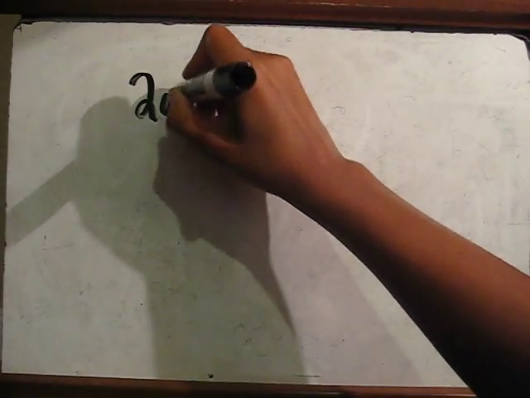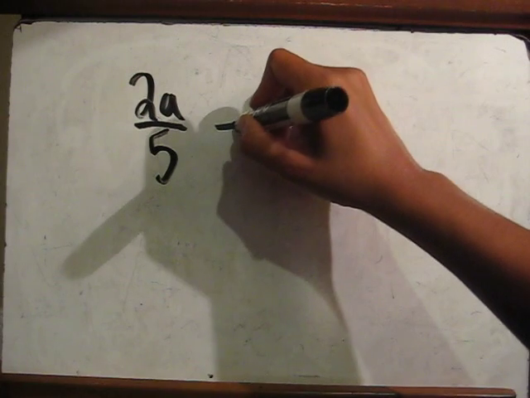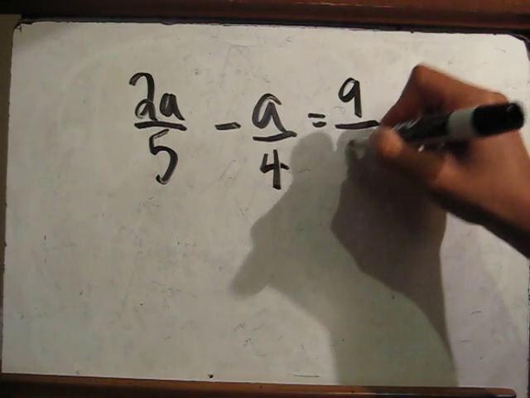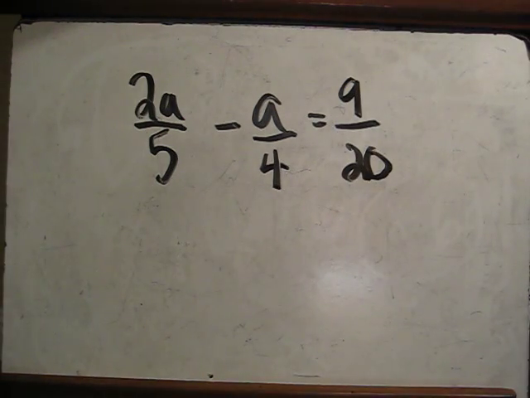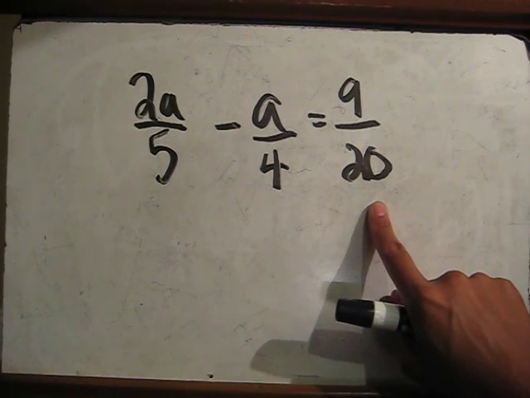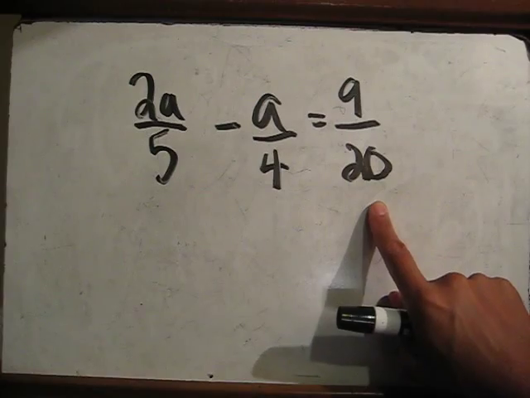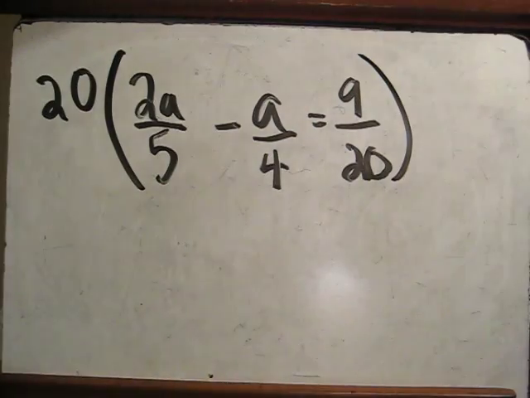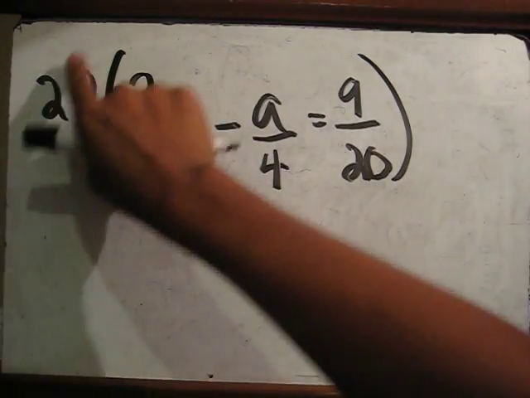In this case it's going to be a subtraction problem. So it's going to be 2a over 5 minus a over 4 equals 9/20. Just like in the last problem, we're going to find the least common denominator of the entire equation and multiply the entire equation by it. Let's look at the denominators here. Our least common denominator in this case is 20. So we're going to multiply this entire thing by 20.